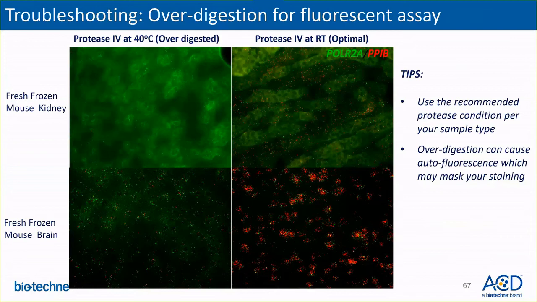When protease digestion is performed at 40 degrees C, the tissue is overdigested, and not only do you not see any punctate signal, you see an increase in background. Similarly, as shown in the bottom panels, with adequately treated fresh frozen mouse brain samples, there is no background and you can observe beautiful punctate signals. And with the tissue overdigestion, you see an increase in background and decrease in signal.